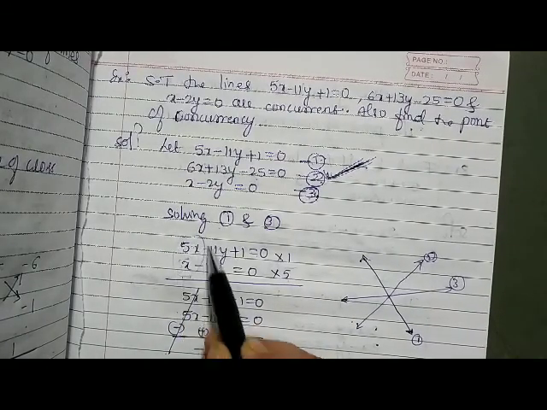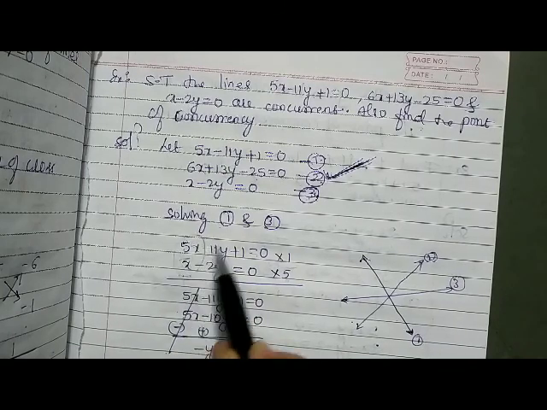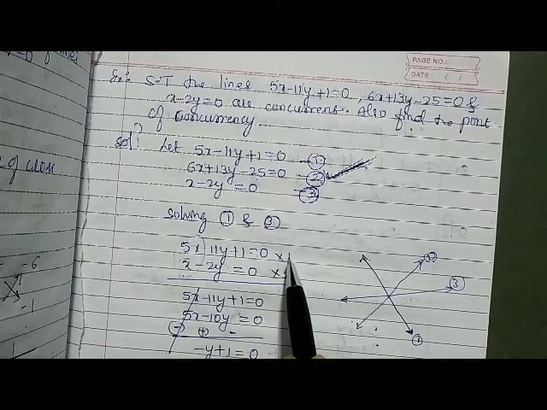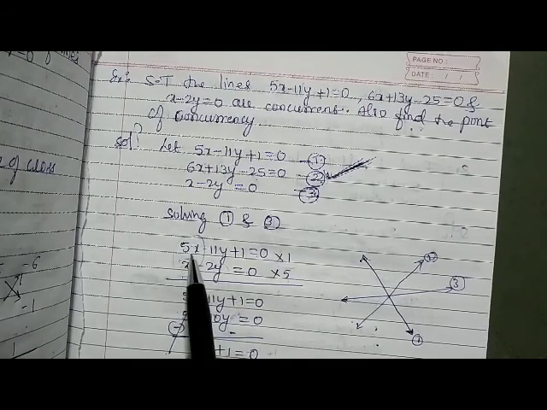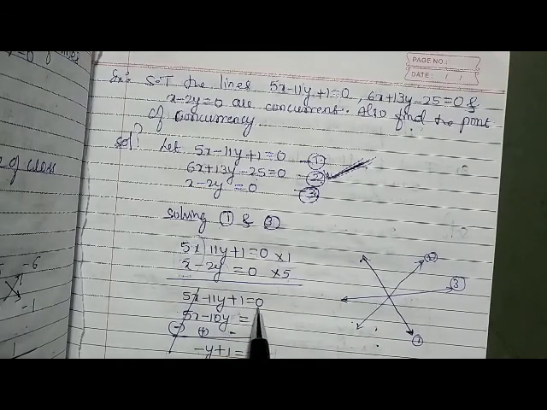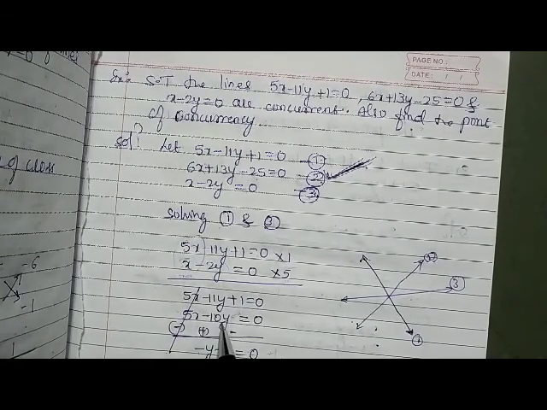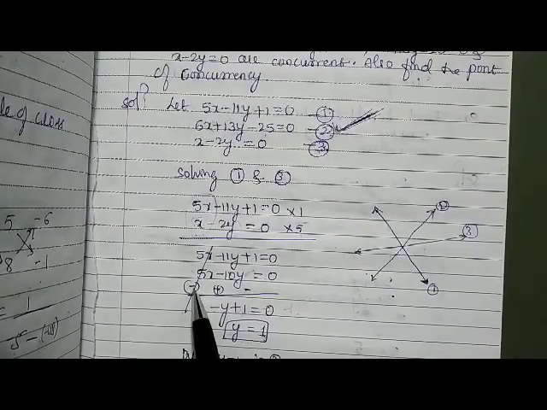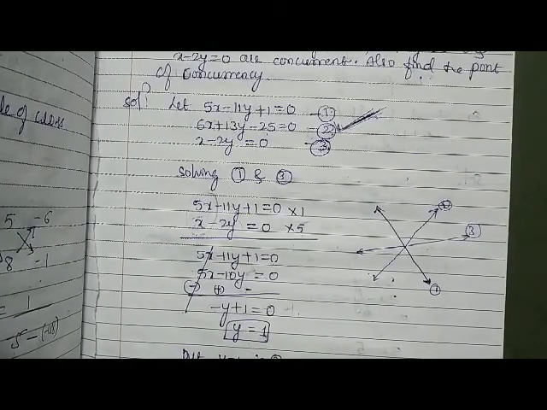Can we make the coefficient of x the same here? That is, multiply by 5, we get 5x, and on cancelling we get y. So we'll keep this equation the same by multiplying by 1 and we'll multiply this equation by 5. So that we have 5x minus 11y plus 1 is equal to 0 and 5x minus 10y is equal to 0. Changing the signs, plus becomes minus, minus becomes plus.